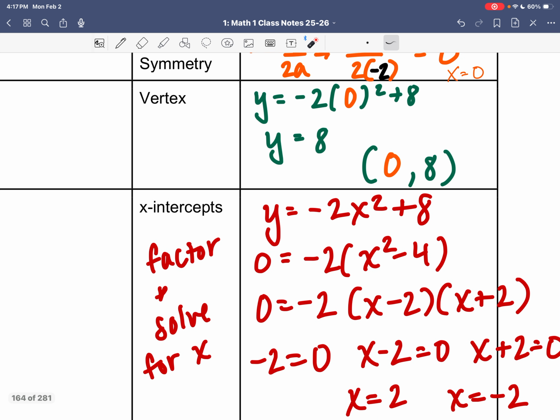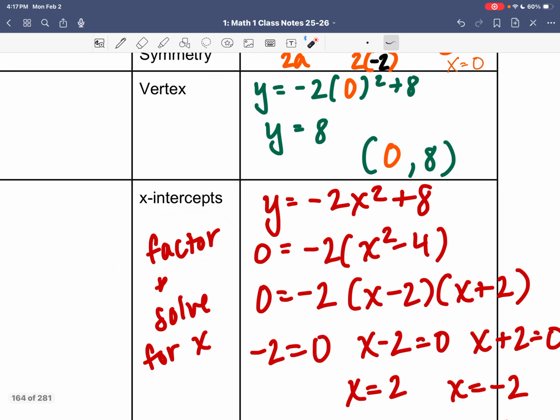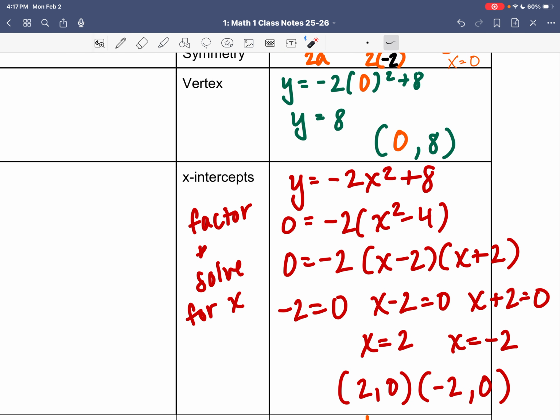So remember, for x-intercepts, you're going to factor and then solve for x. So in this case, it's a little different with factoring because we can do a GCF. So I can factor out, because we want our leading term to be positive anyways, a negative 2, and when you factor out a negative 2, you're left with x squared. When you divide that by negative 2, you're going to get a negative 4.